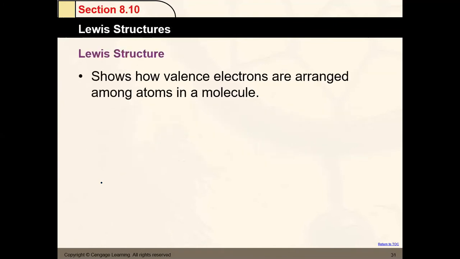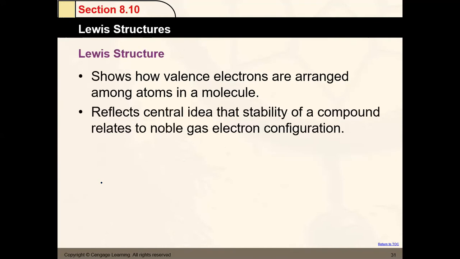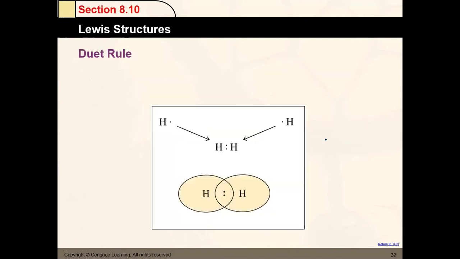A Lewis structure shows how valence electrons are arranged among atoms in a molecule, and so it reflects the central idea that stability always tries to reach the noble gas electron configuration. Lewis is the last name of the scientist who came up with this type of representation of the atom. So it's very useful to explain chemical bonding, and also how stability is reached, to achieve that noble gas electron configuration.